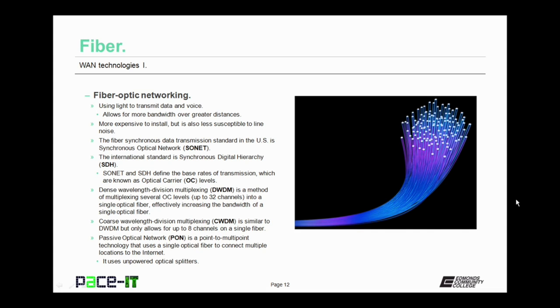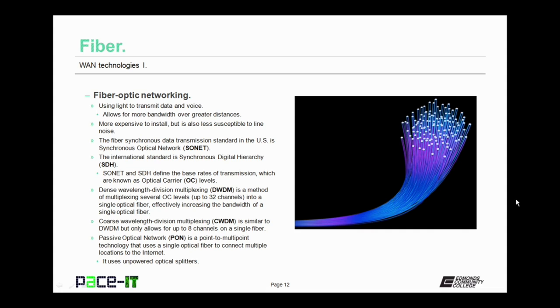Both SONET and SDH define the base rates of transmission over fiber optic cabling, which are known as optical carrier levels. Dense wavelength division multiplexing is a method of multiplexing several optical carrier levels together, up to 32 of them, into a single fiber optic cable, effectively increasing the bandwidth of that single optical fiber. Instead of DWDM, you could use CWDM, coarse wavelength division multiplexing. It's similar to DWDM, but it only allows for up to 8 channels on a single fiber.